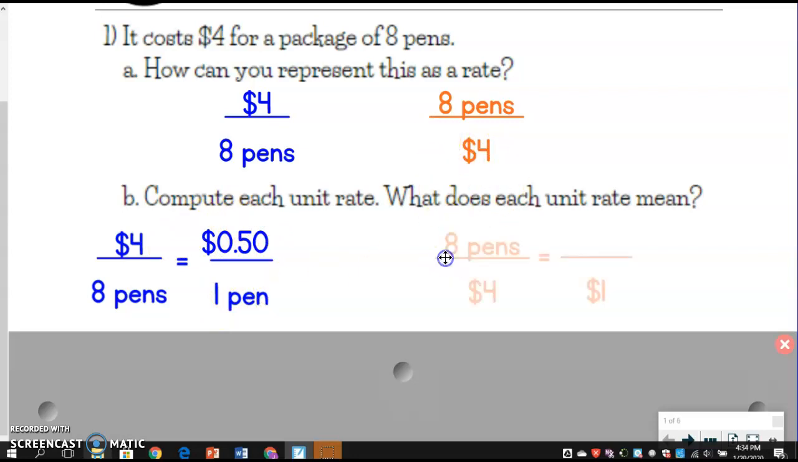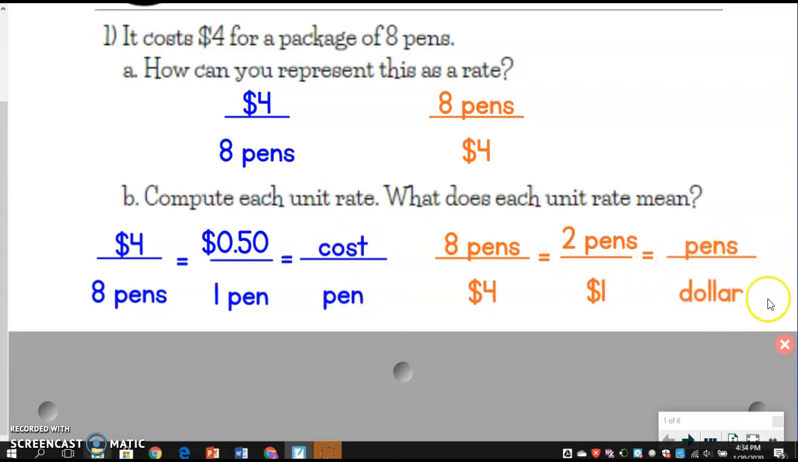However, when we do this next rate of 8 pens for $4, now we're not scaling down to 1 pen, we're scaling down to $1. So we're doing 4 divided by 1, and so that means we're doing 8 divided by 4 to get 2 pens. So these unit rates mean very different things. This one means cost per pen. This one means pens per dollar or pens per cost. That's entirely different. These are both correct in what we've done because we're scaling that second number down to 1.